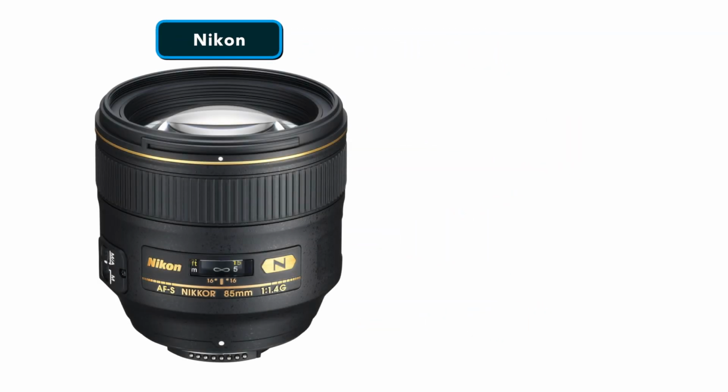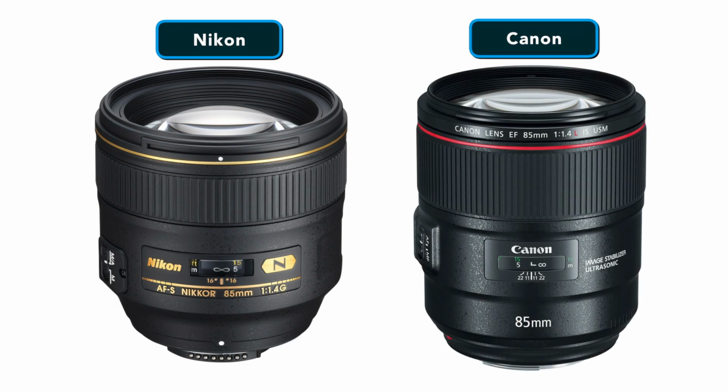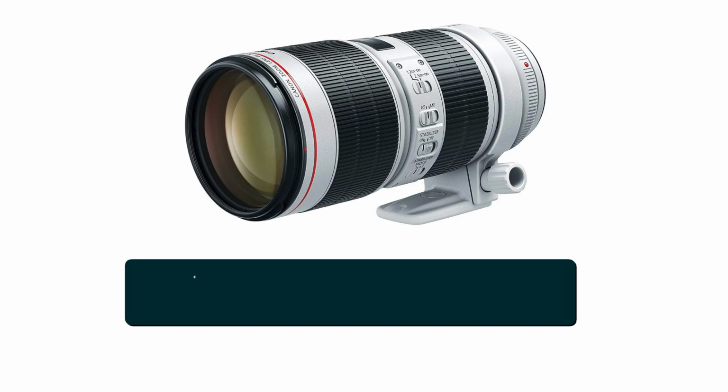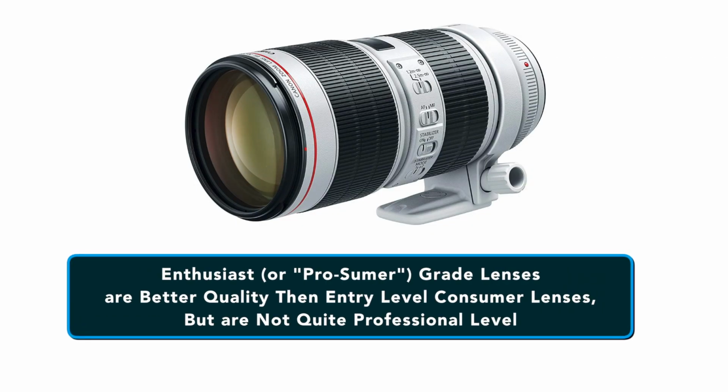Higher end models will have a golden ring for Nikon cameras or a red ring for Canon cameras in the front to indicate professional quality. Manufacturers might call these lenses professional quality. However, I would classify these lenses as prosumer. So what does that mean? Well, they're certainly better quality than entry-level consumer lenses, but they're not quite at the professional level from a professional's point of view.